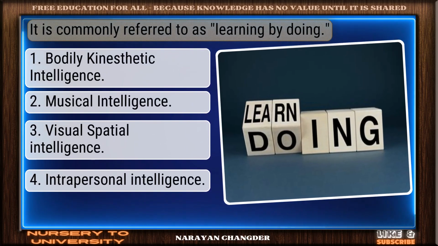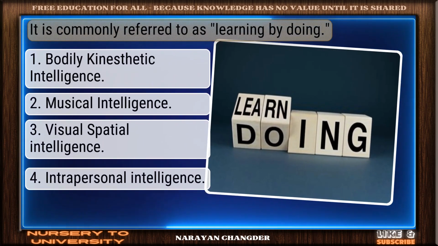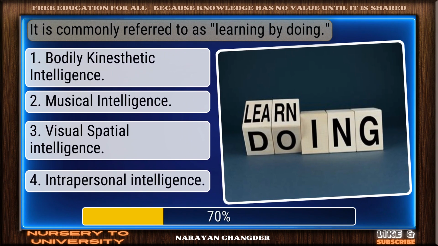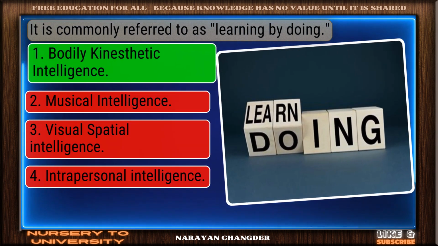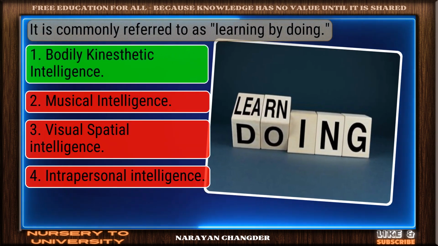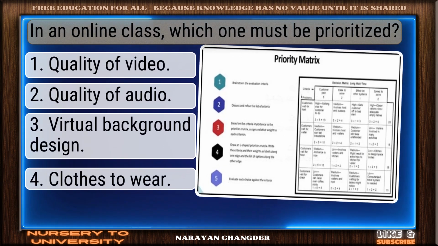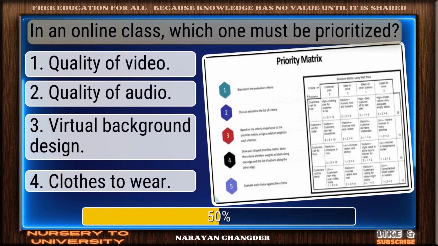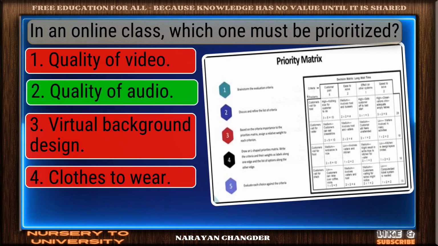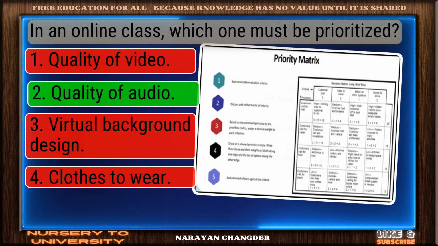It is commonly referred to as learning by doing. Great thinking, bodily kinesthetic intelligence is the right choice. In an online class, which one must be prioritized? Smart pick. Quality of audio is the correct choice.